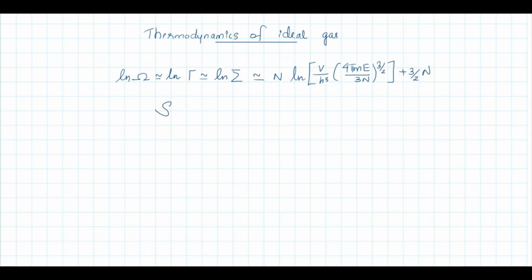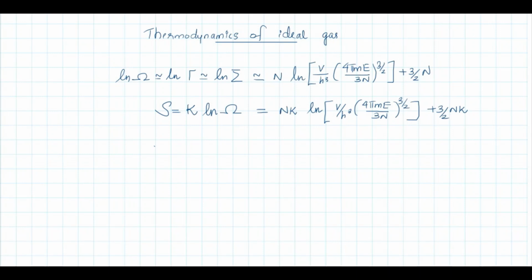What is entropy? Entropy is k log omega. So that is equal to N k log [V by h cube (4 pi m e by 3N) raised to 3 by 2] plus 3 by 2 N. This is the equation for entropy.